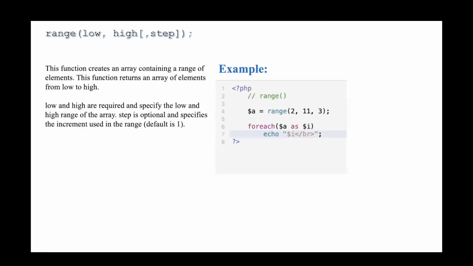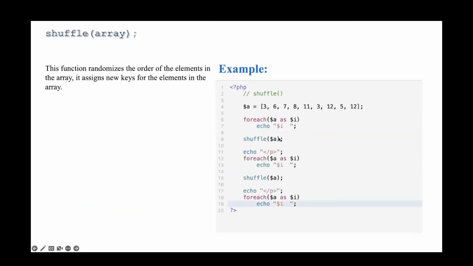Then we have range. This function creates an array containing a range of elements. This function returns an array of elements from low to high. So you have your low number, your high number, and how many steps. And like I said, I didn't put printouts of the examples, but in this case, for example, it'll start from 2 all the way to 11, every 3. So it'll be 2, 5, 8, and 11. Shuffle randomizes the order of the elements in an array. It's perfect for randomizing, by the way, obviously.